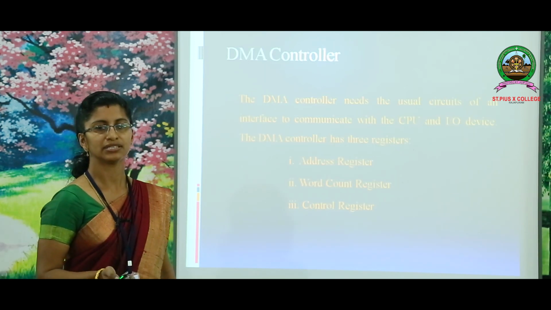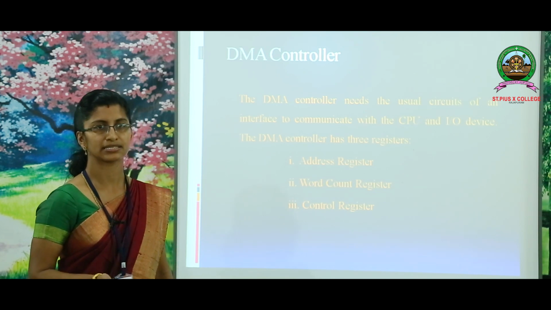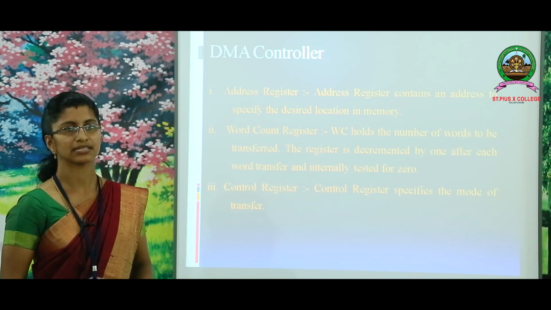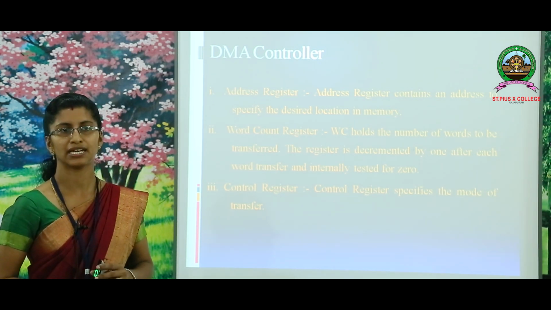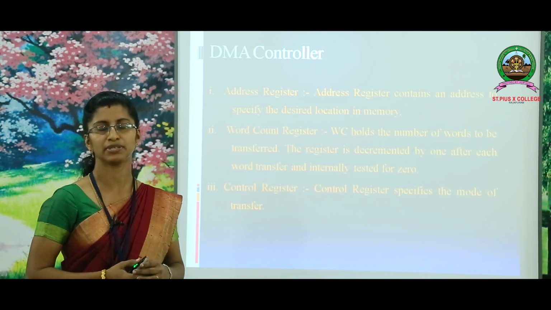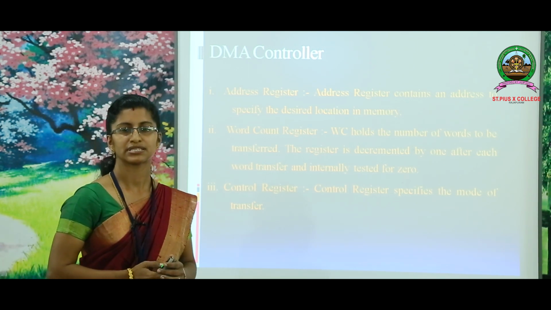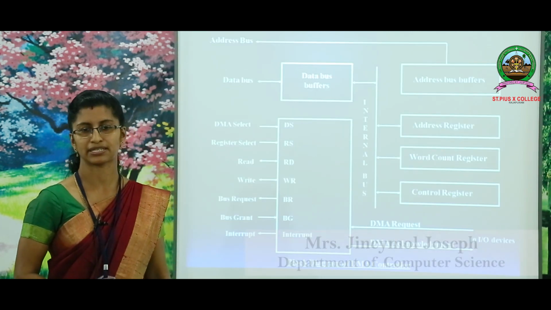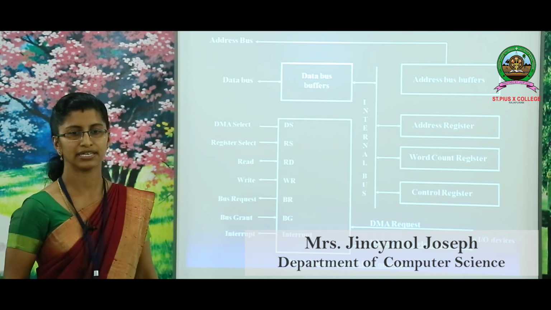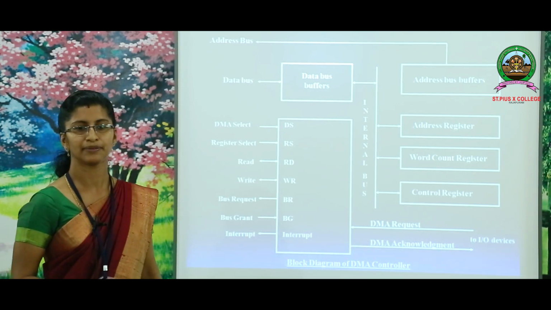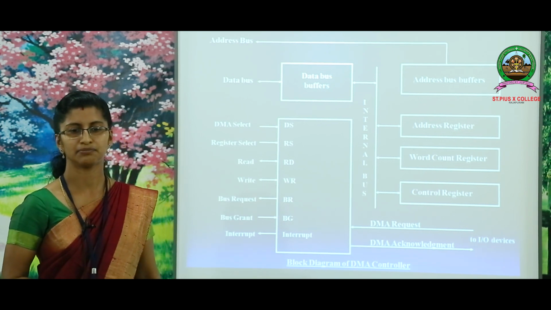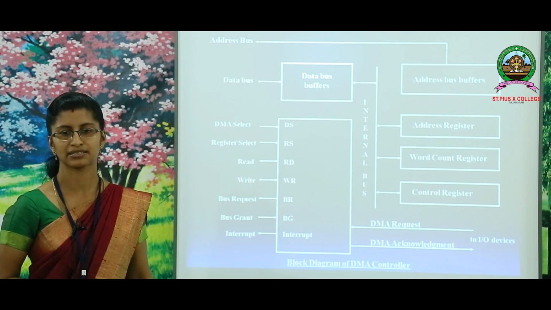For the DMA controller, there are three registers: the address register, the word count register and the control register. The address register contains the address of the desired memory location, the word count register stores the total number of words to be transferred, and the control register specifies the mode of data transfer. And this is a figure of the DMA controller. It has DS, meaning DMA select, register select and read/write control lines. On the left side we can also see the bus request and bus grant lines.